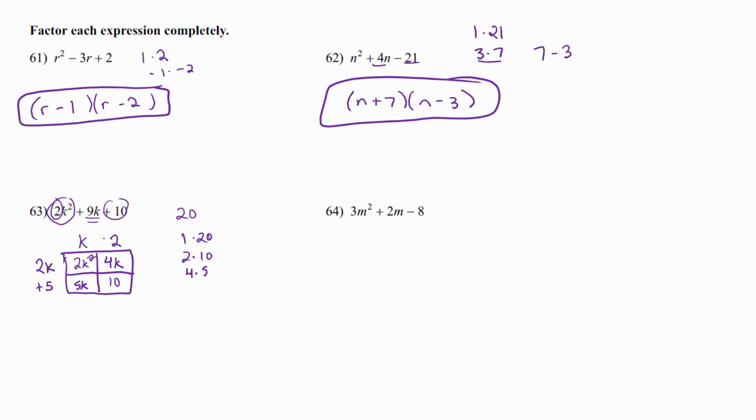And then we're going to put plus signs here and here, and the top and the left side show us what our 2 parentheses are. So k plus 2 and 2k plus 5. And that would be our answer.